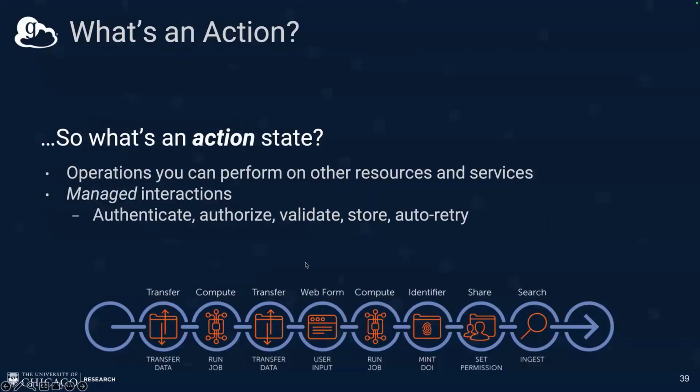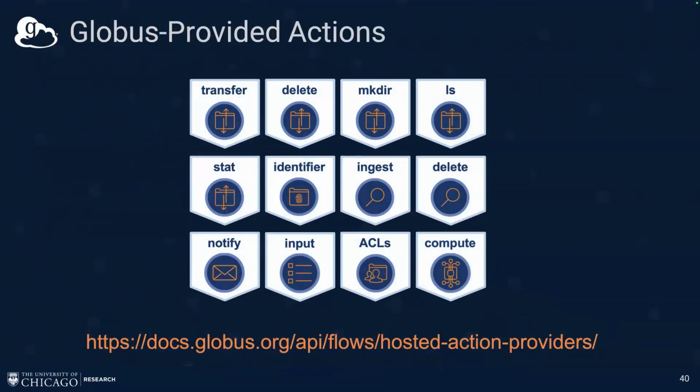So there are other things besides just an action. An action state, though, is when you actually say in your flow, okay, start a transfer or run a job or wait for user input. Those are managed interactions with another service. They use all of the permissions of the person who's running the flow unless you've said otherwise. Globus provides a bunch of actions built into the system.